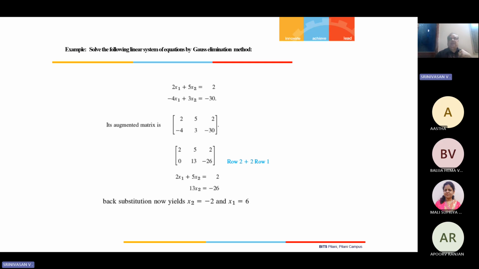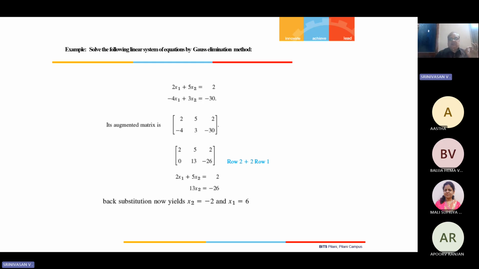You may ask one question. Here there is no demarcating line, there is no separation. Do we need to write it or not? It's better to write. Otherwise, sometimes you may go wrong, thinking that it is some 2 by 3 matrix or something like that. So it is an augmented matrix, and it is always better to give it a name.